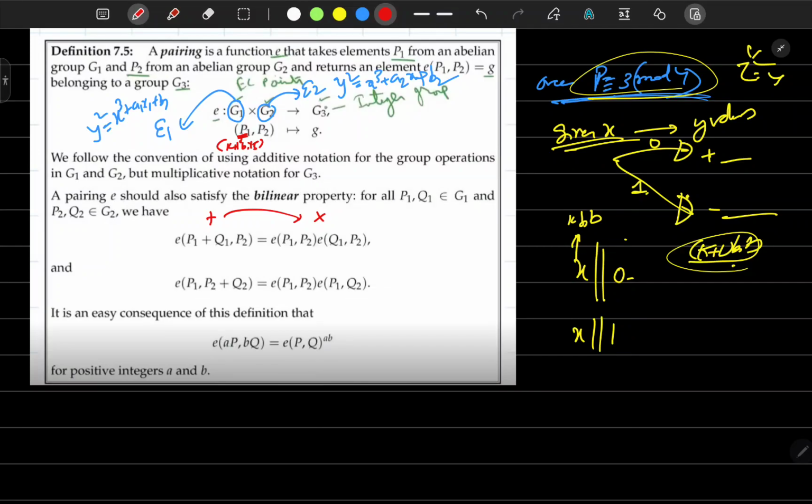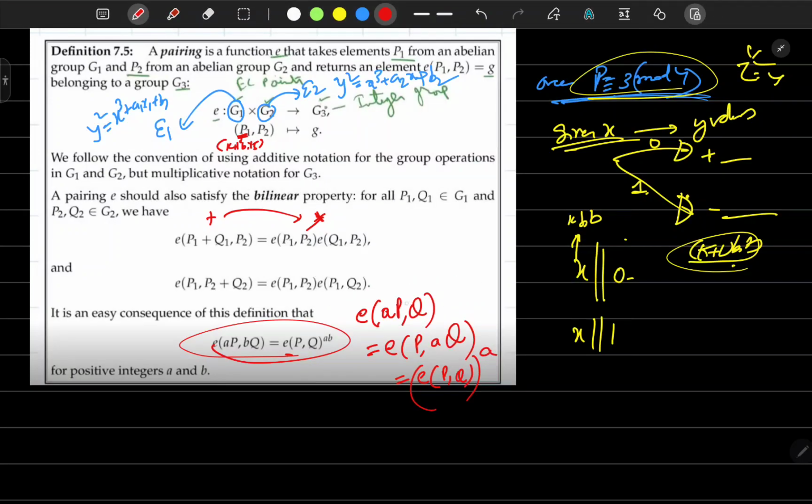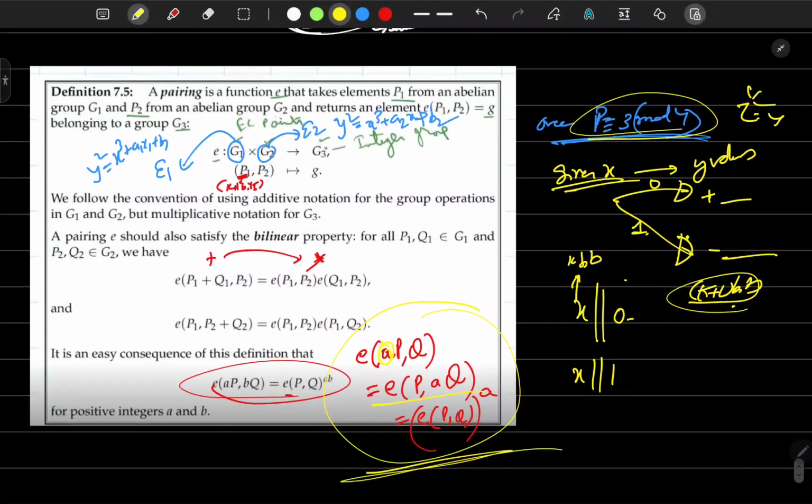And this is the important thing you have to remember: AP is nothing but P plus P plus P plus P and so on, A times. So this addition becomes multiplication, meaning power A and B, like this. This is one property you have to remember. Another property: e of (aP, Q) equals e of (P, aQ), which equals e(P, Q) to the power a. So this a I can shift to the right side also. These are the properties, just remember this much, it is enough.